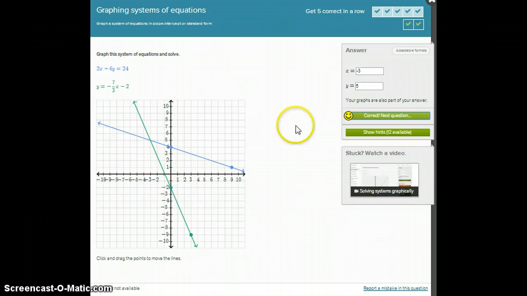So this is what you need to do. Your challenge is to do at least 5 or 10 correct exercises like this in a row. All right? Good luck. Have fun.